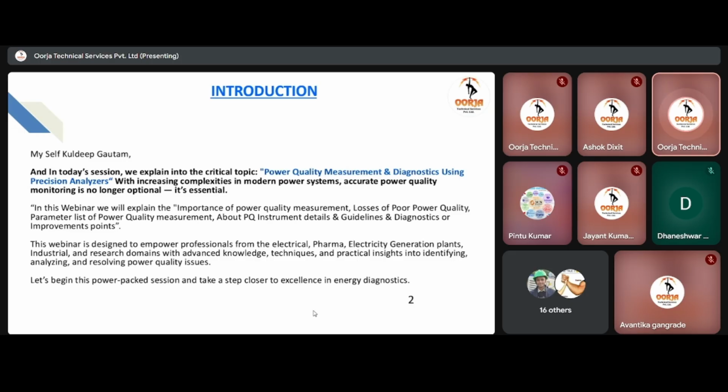In this webinar, we will explain the importance of power quality measurement, losses of poor power quality, the parameter list of power quality measurement, power quality instrument details, guidelines, and diagnostic or improvement points. This webinar is designed to empower professionals from the electrical, pharma, electricity generation plants, and industrial research domains with advanced knowledge and techniques and practical insight into identifying, analyzing, and resolving power quality issues. Let's bring this power-packed session and take a step closer to excellence in energy diagnostics.